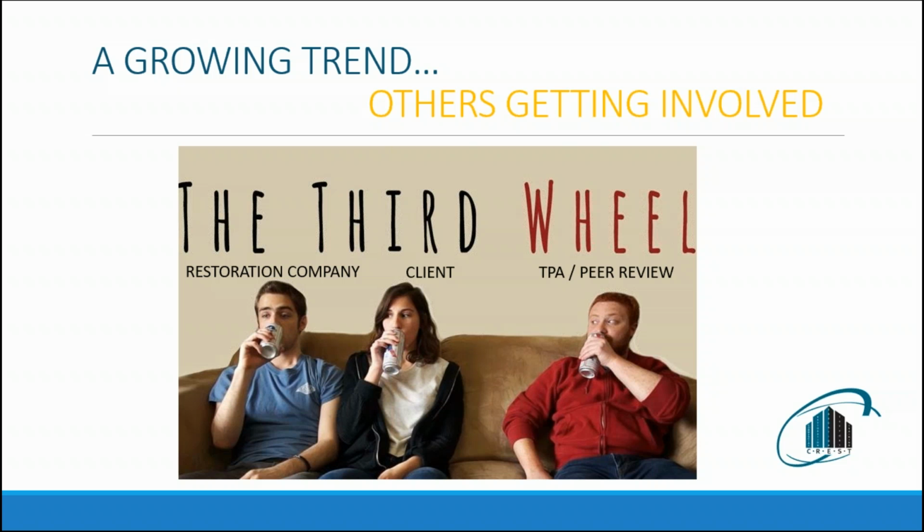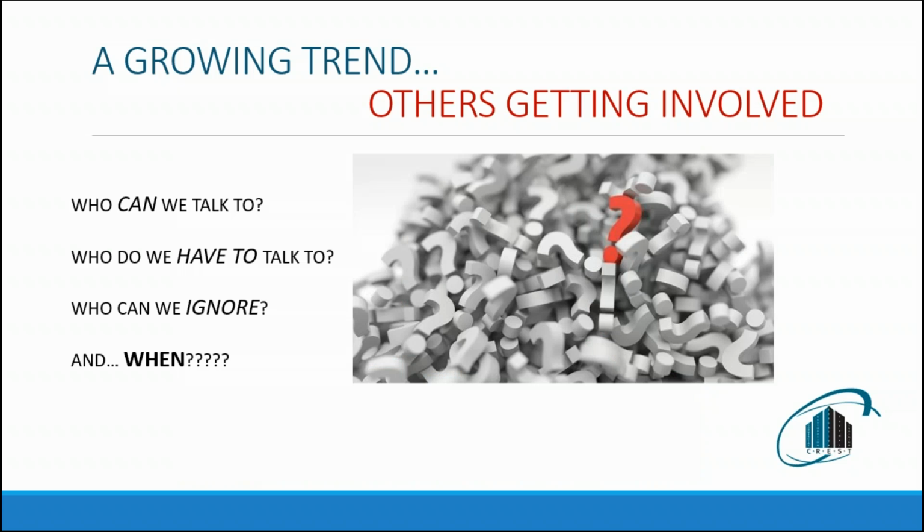We need to be able to identify a couple of things. We need to be able to know who we're talking to and who can we talk to. Who do we have to talk to? Who can we ignore? And when can we do these things? It's the most important question is really when, because if we choose to ignore somebody and they happen to be a very important part of the process, that could absolutely keep us from getting paid and possibly upset the relationships we have with our clients and our referral sources. So I think it's very important to be able to answer these questions.